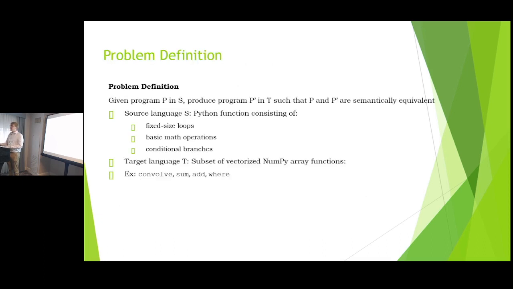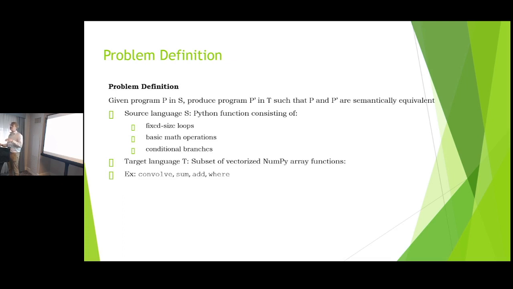So that's our goal. More specifically, our problem definition here is that given program P in S, which is our source language, we want to produce program P prime in T, our target language, such that they are semantically equivalent. Pretty standard synthesis problem. So our source language here is S, and it's a standard Python function. So again, it consists of fixed size loops, basic math operations, and conditional branches. So just very similar to the example we saw earlier.